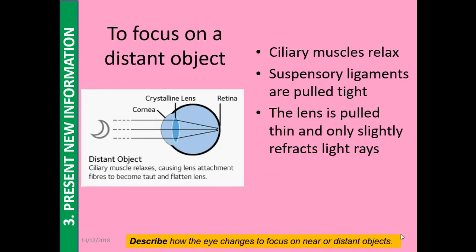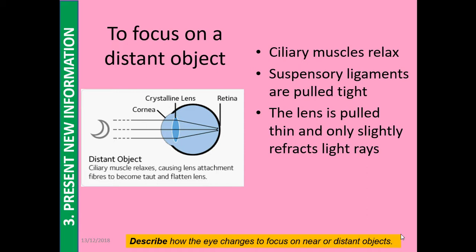Looking at distant objects, then, you can see there's a noticeable difference in the shape of that lens. It's much, much thinner, and we've got the opposite happening of what we had on our close objects. So here the ciliary muscles are now relaxed, the suspensory ligaments are pulled tight. So if they're pulling tight, they're shorter, which is really stretching out that lens, making it much thinner so that it doesn't refract the light as much. And that's viewing our distant objects.